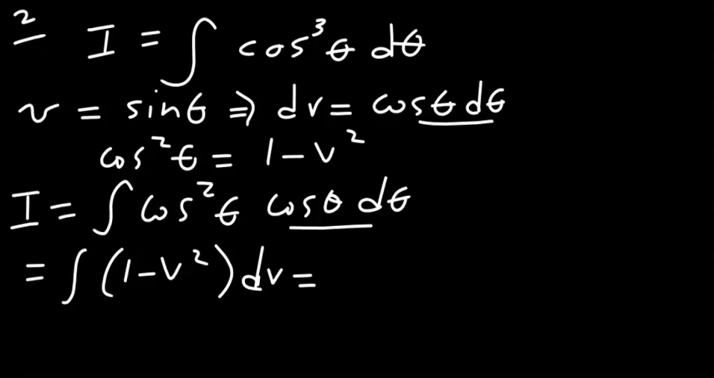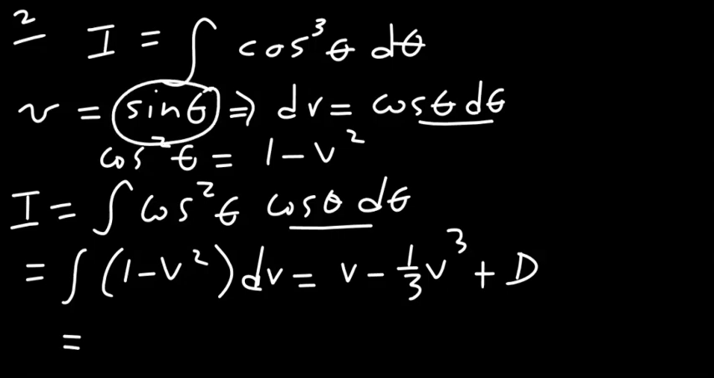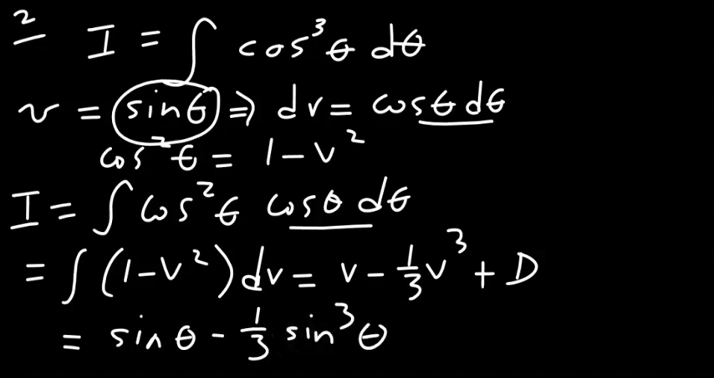And we know how to integrate this. It's just v minus 1/3 v cubed plus an integration constant. Let's call it D. Substituting back the expression for v, which is sine theta, you get sine theta minus 1/3 sine cubed theta plus the integration constant. And that's the final result.